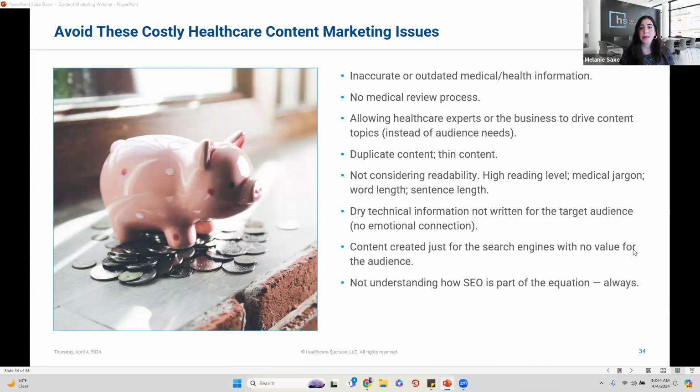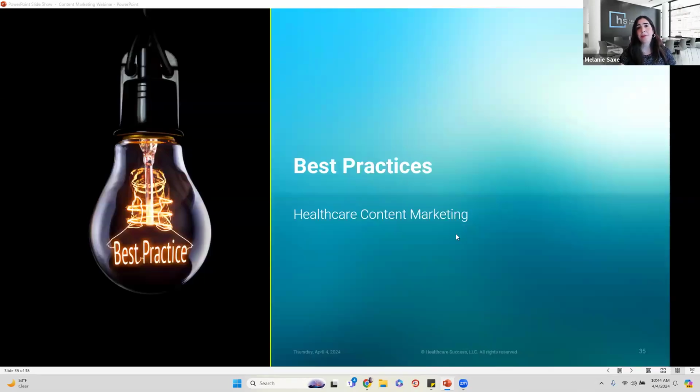All that matters. Moving quickly here: dry technical information, again not written for the target audience, no emotional connection, content created just for search engines with no value for the audience. I can't believe how many times we see that. And again, not understanding how SEO is part of the equation. So those are some of the biggest mistakes we see all the time. I would say the worst of them, though, is just inaccurate information.